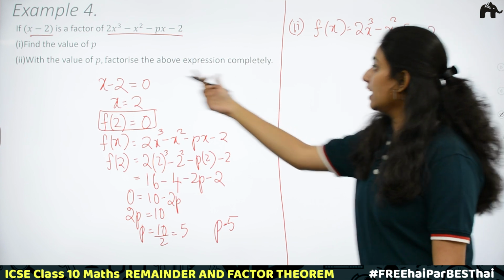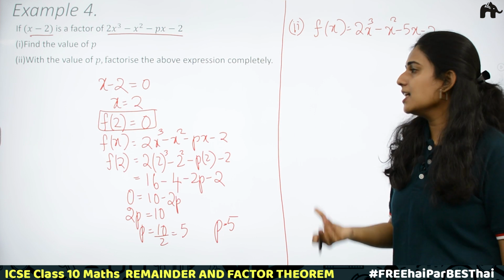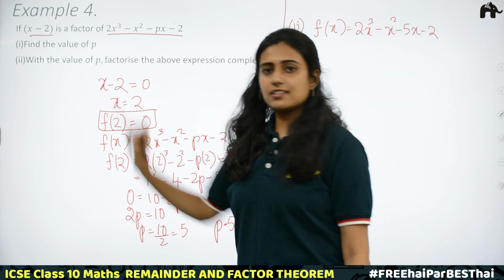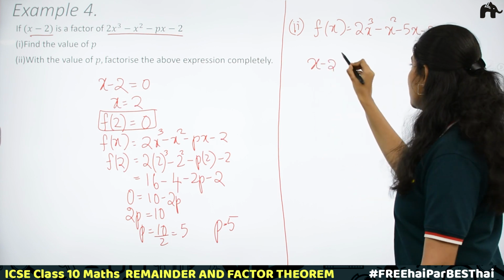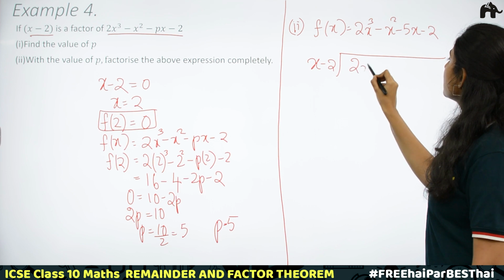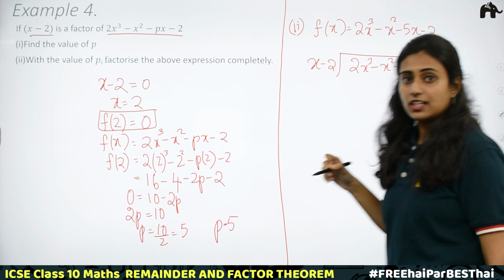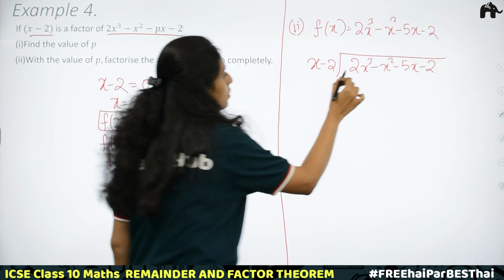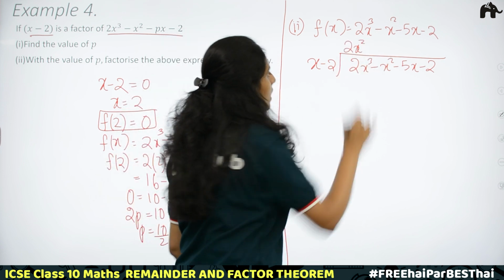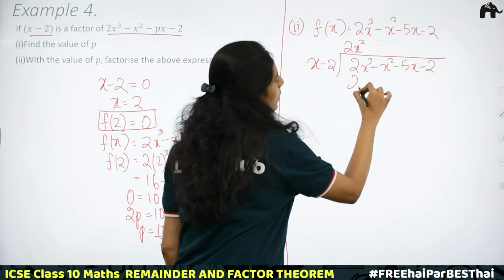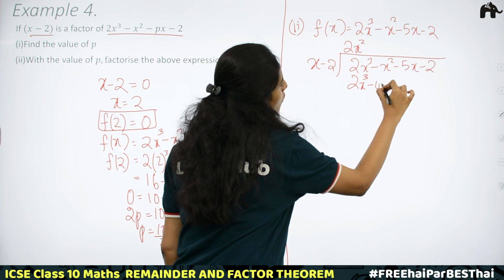To factorize this, in the second question, after we get the value of p, we need to factorize the expression completely. To factorize, at least we need one factor. In this question, one factor is given. X minus 2 is a factor. So, taking x minus 2 as the divisor and the dividend is 2x cube minus x square minus 5x minus 2. We can find the quotient, which is again a factor. So, to get 2x cube, x should be multiplied with 2x square. 2x square into x is 2x cube minus 2x square into 2 is 4x square.